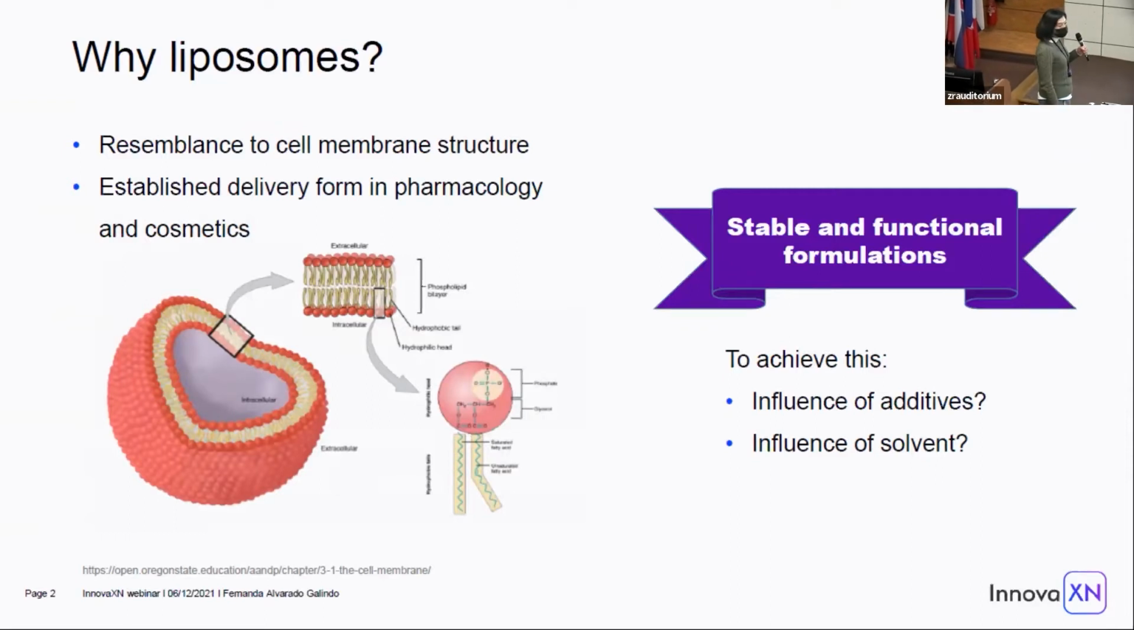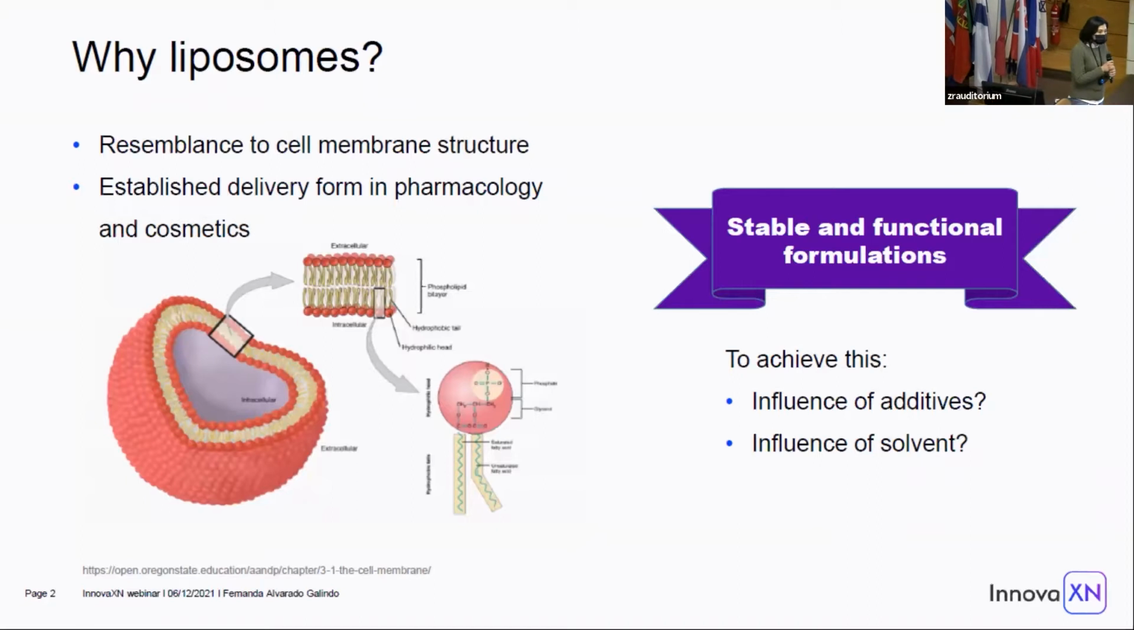Basically, they have a close resemblance to the cell membrane structure, and they're an established delivery form in pharmacology and cosmetics. They are hollow spheres that, if we zoom in, we can see are composed of a phospholipid bilayer. If we zoom in even more, we see the building unit of this bilayer, which is of course the phospholipid, which is amphiphilic, meaning that it has a hydrophilic head and a hydrophobic tail.